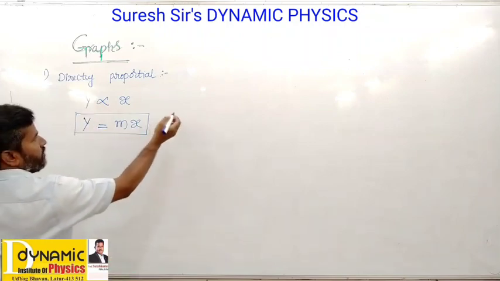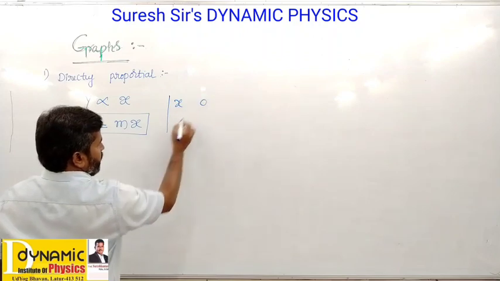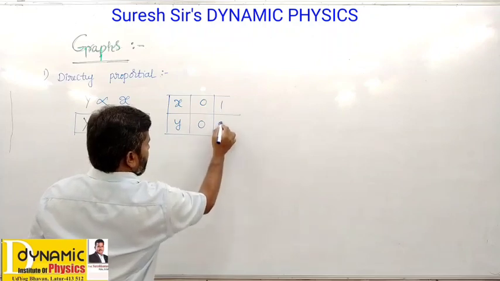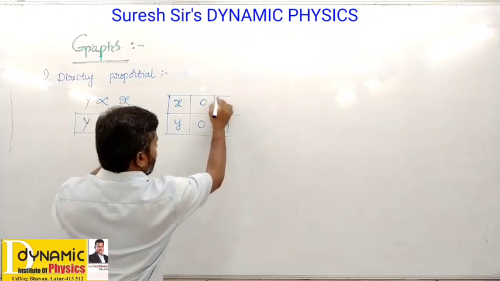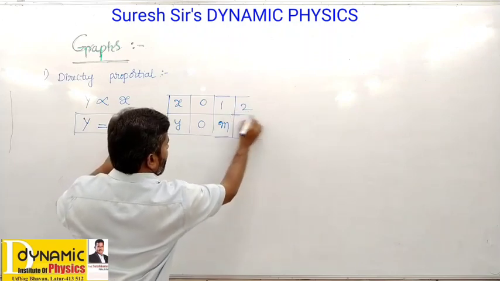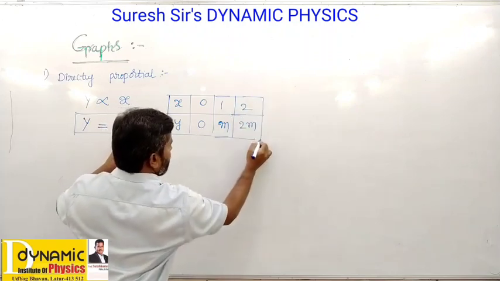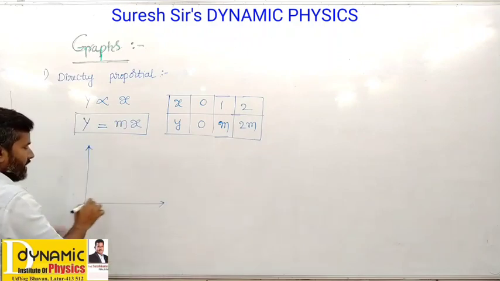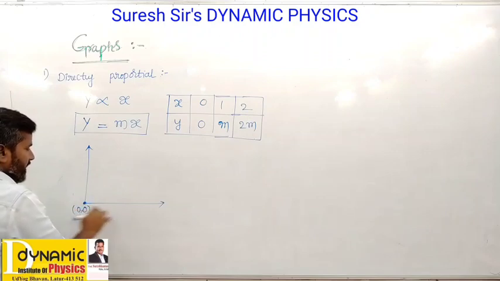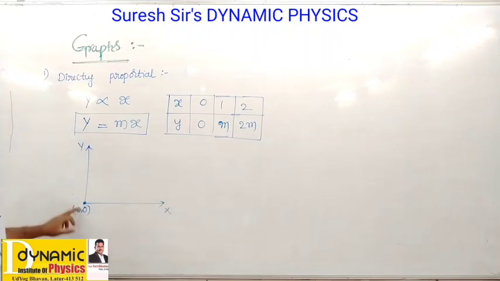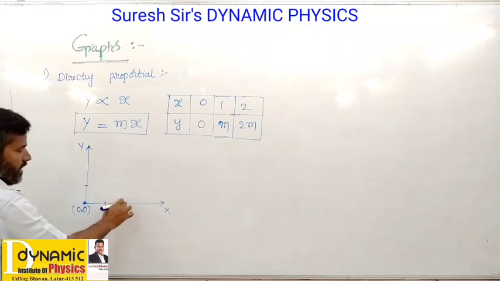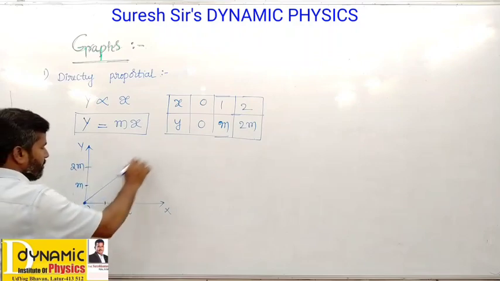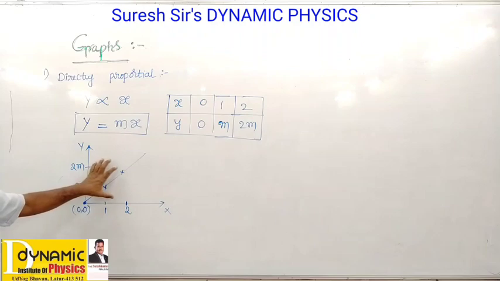Now the tabular form: x becomes 0, y becomes 0; x becomes 1, y becomes m; x becomes 2, y becomes 2m. In this condition, what is the shape of this equation? The shape is a straight line passing through the origin. So this is the equation.